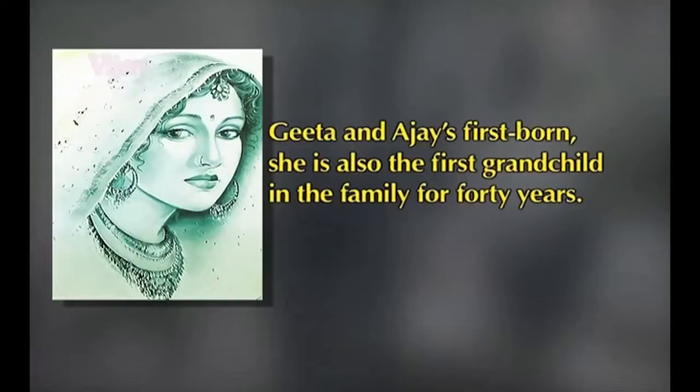Now about Vijay, Geeta and Ajay's firstborn. She is also the first grandchild in the family for 40 years. She is therefore spoilt by everyone. They believe in letting her do whatever she wants. She chooses Sita as her playmate and best friend. She is dismayed at Sita's marriage. But by the end of the novel, the reader feels that at the age of 13, realizing that girls are married off early, Vijay is slowly getting ready for marriage.